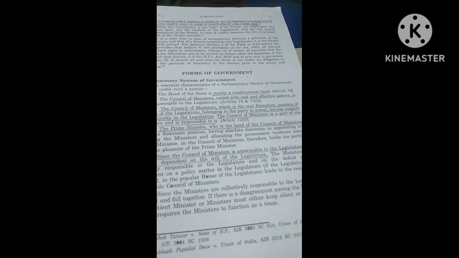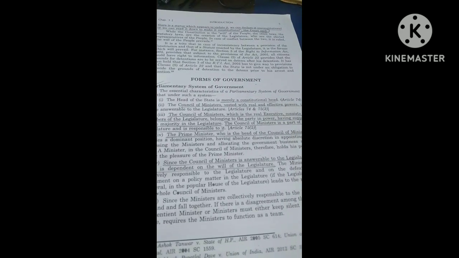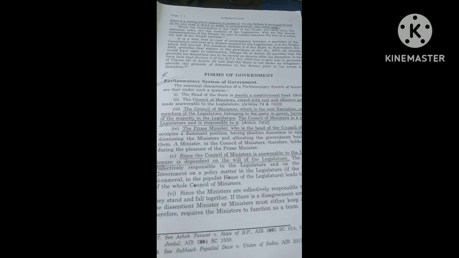One is parliamentary form of government. What is the parliamentary form of government? Number 1, the head of the state is merely a constitutional head. Number 2, the council of ministers vested with real and effective powers is made answerable to the legislature. Number 3, the council of ministers, which is the real executive, consists of the members of the legislature belonging to the party in power, having support of the majority in the legislature. Number 4, the Prime Minister, who is the head of the Council of Ministers, occupies a dominant position having absolute direction in appointing and dismissing the ministers and allocating the government business among them.